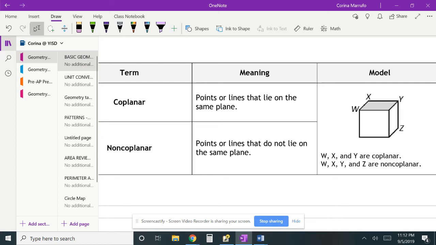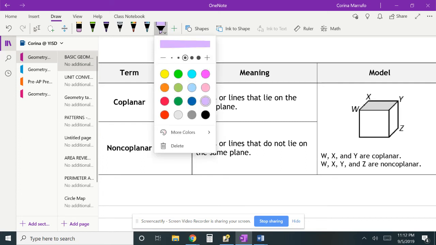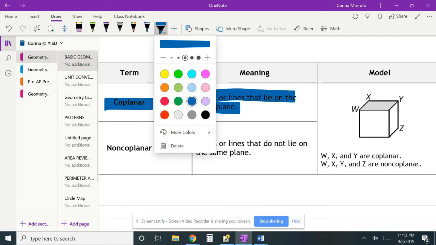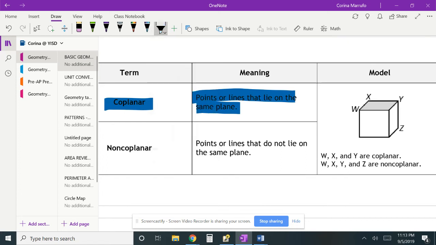All right, 2 more definitions. So we have coplanar and we have non-coplanar. So if we had to take a wild guess, now that we know what co means, planar means plane. So it means points that lie on the same plane. And then we have non-coplanar.